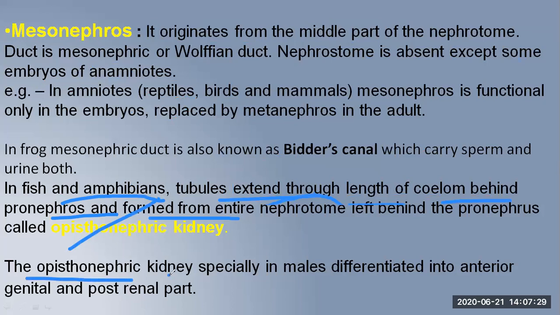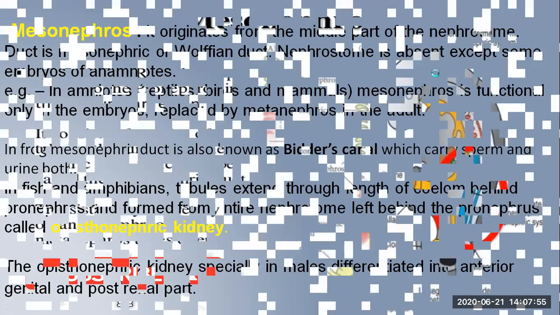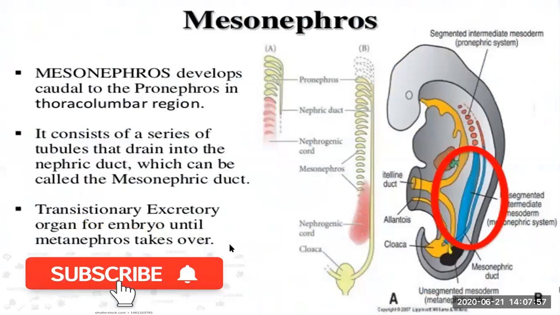And the opisthonephric kidney, especially in males, is differentiated into an anterior genital part and a post-renal part. It is basically found in male fish, and in these male fish it differentiates into the anterior genital part as well as the post-renal part. So this is the mesonephros kidney. We will see the figure, and with its help you can easily understand.